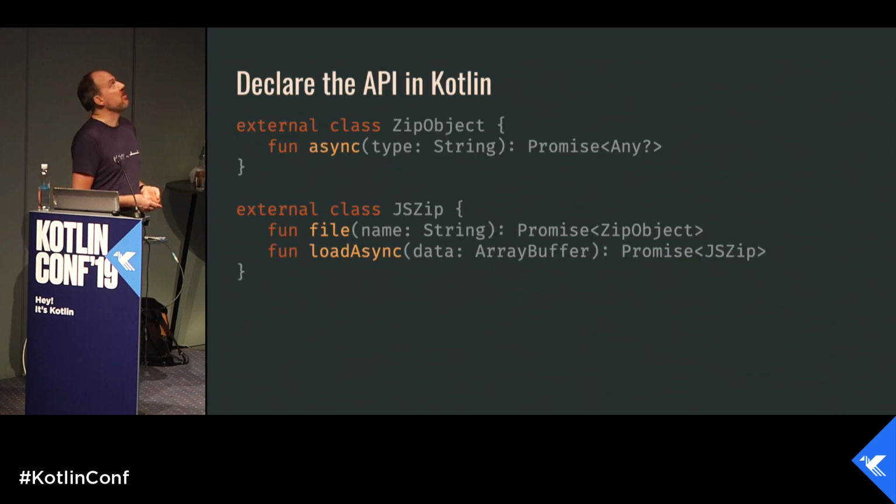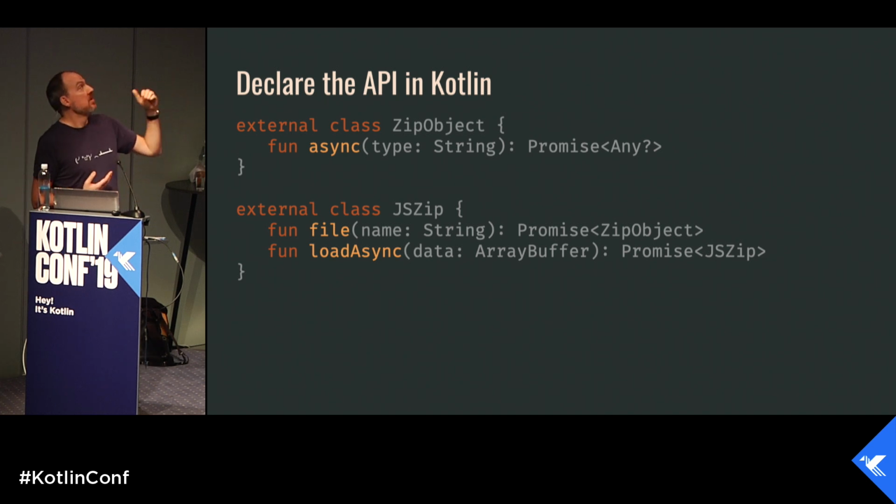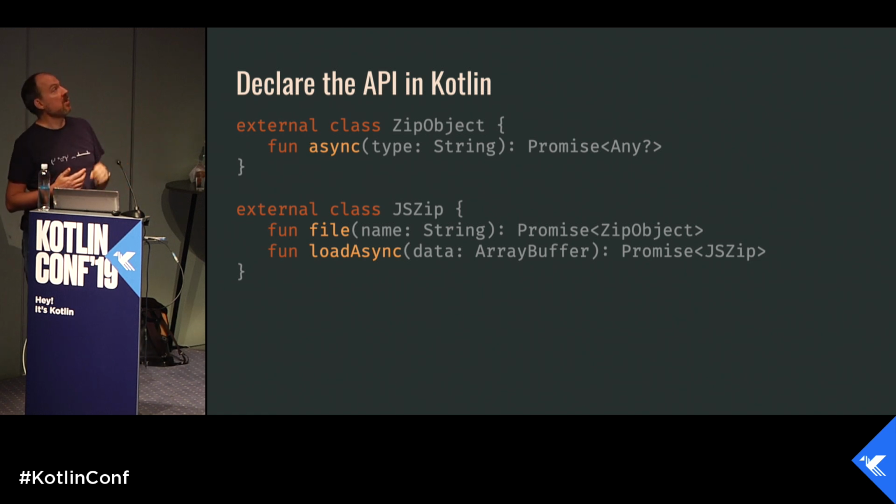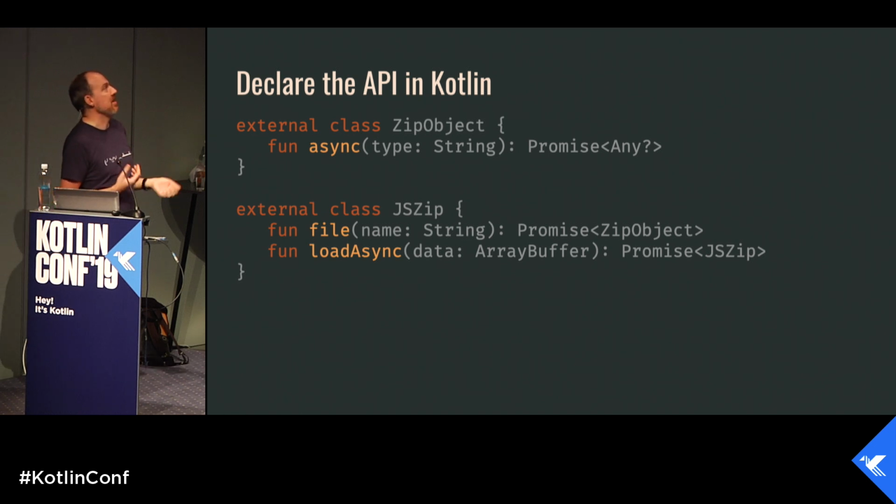And what we do then, we use the external keyword again. So we say we have an external class called ZipObject. That one will have a function called async, which will take a string and return a promise. And since we don't really know exactly what's inside that one yet, because it depends on the string you type in there. If you say blob, it will be a blob. If you say array buffer, it will be an array buffer, and so on. So we need to use any there. It's a promise of any.